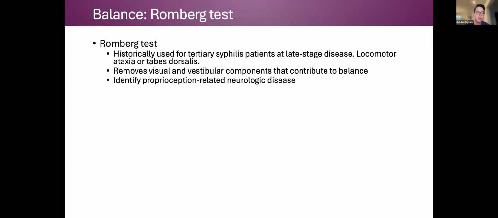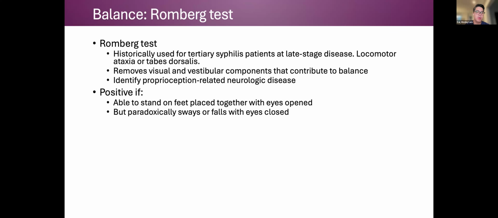So the test you would want to do in a patient who is experiencing some imbalance, the Romberg test is the famous one. It's just a little history here. Historically, it was used for tertiary syphilis, patients who had tabes dorsalis, which is the lesion along the dorsal column of the spinal cord. And so this removes the visual and the vestibular component so you can isolate just the proprioceptive component. So this is positive if you're able to stand with feet together, eyes open, but then when the patient closes their eyes, they paradoxically sway or fall when their eyes are closed.